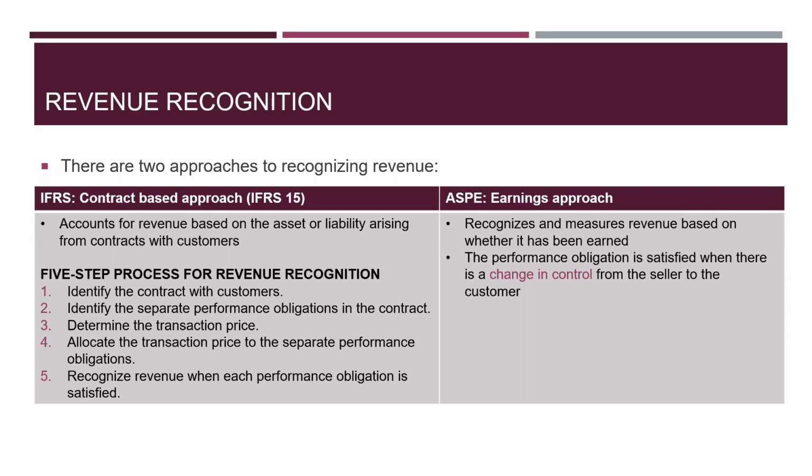We take the total transaction price from step 3 and allocate it to the separate performance obligations that were identified in step 2. That calculation makes up step 4. And finally, step 5 is when to recognize that revenue.